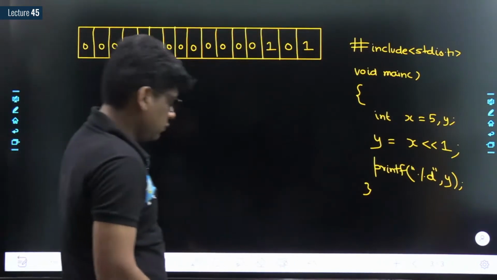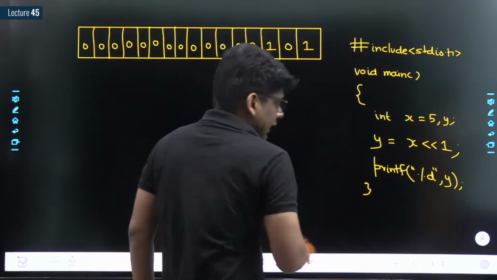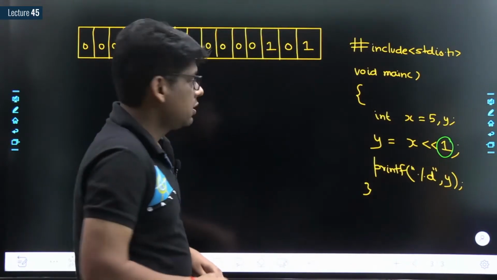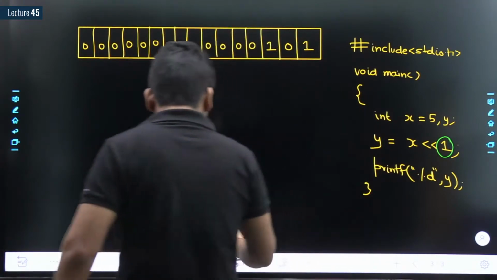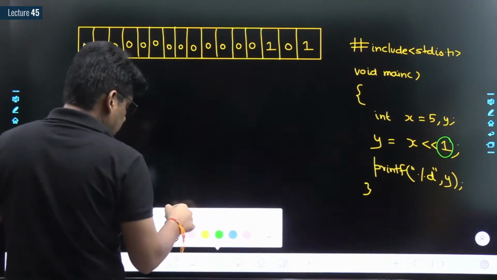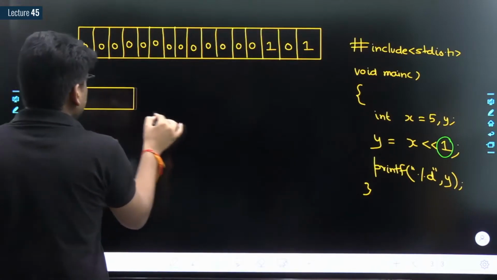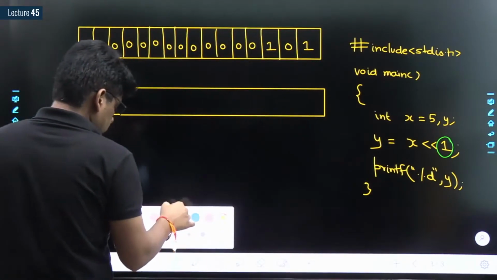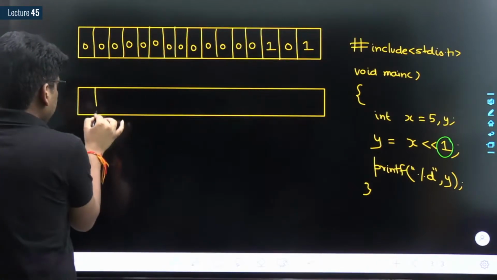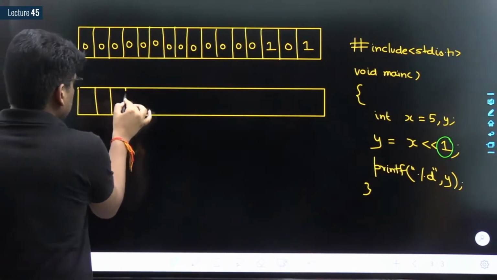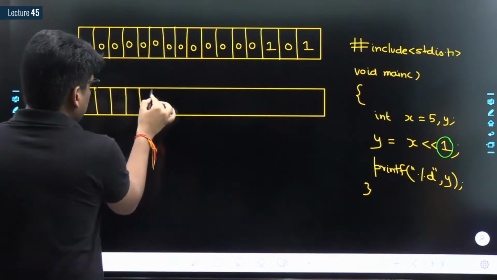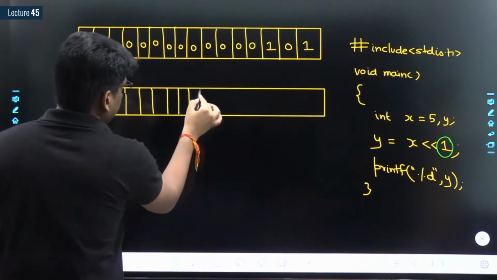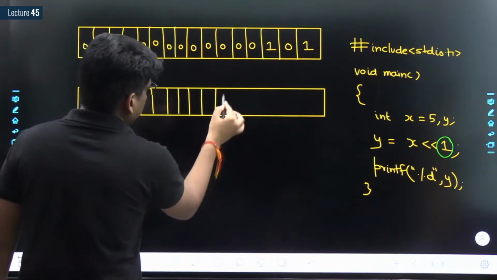Now, what are we trying to do? We are trying to left shift it one time. So try to understand this very carefully. Try to understand the whole concept very carefully. We have 16 bits for storing an integer number.